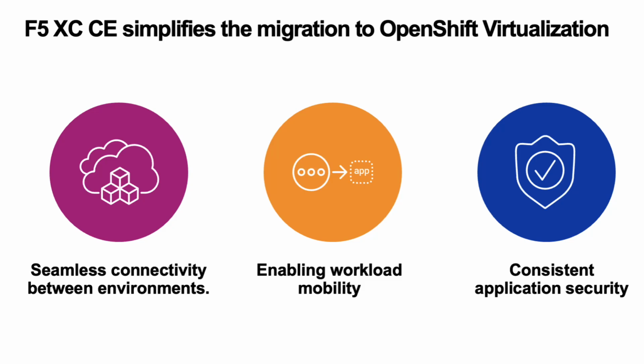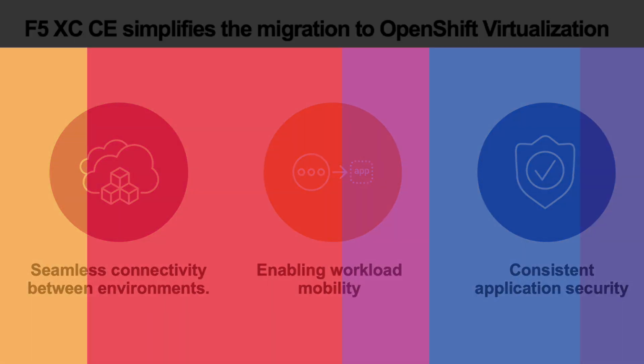This concludes our demo. We successfully migrated our application from VMware NSX to OpenShift Virtualization using F5XC CE. Here's what we accomplished. We maintained the connectivity between the two clusters by preserving the IP addresses during the migration. We gradually shifted the traffic without any downtime. We also ensured application security throughout the process.